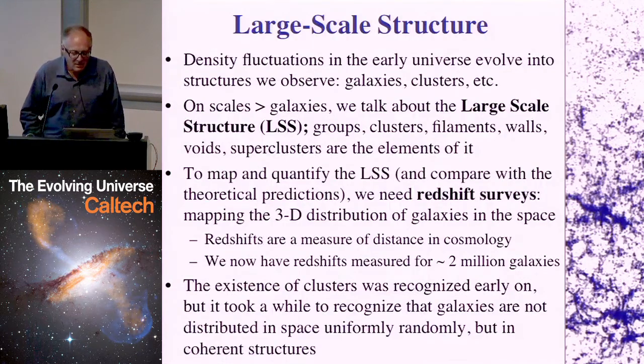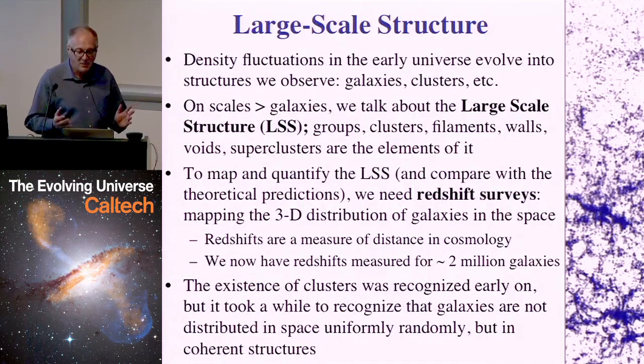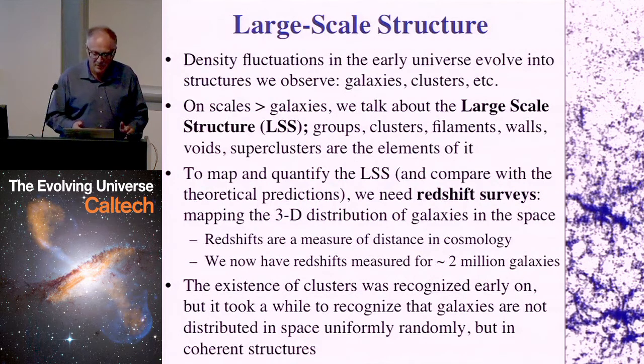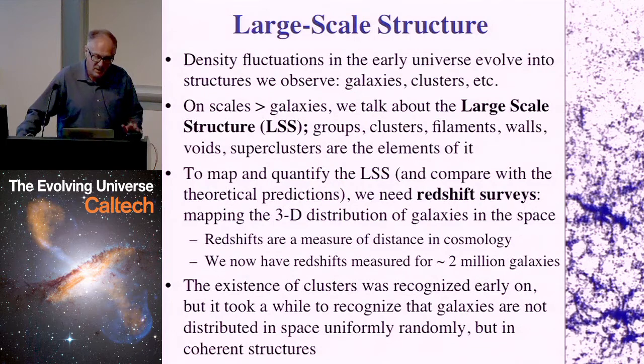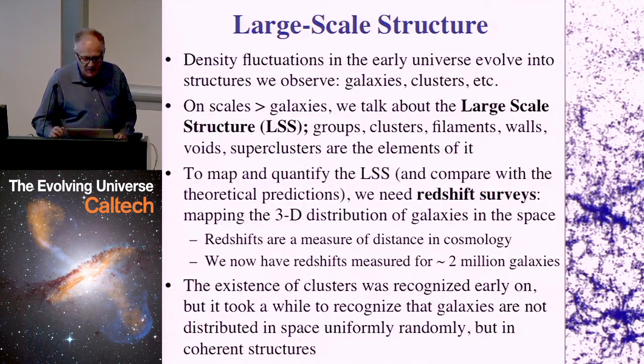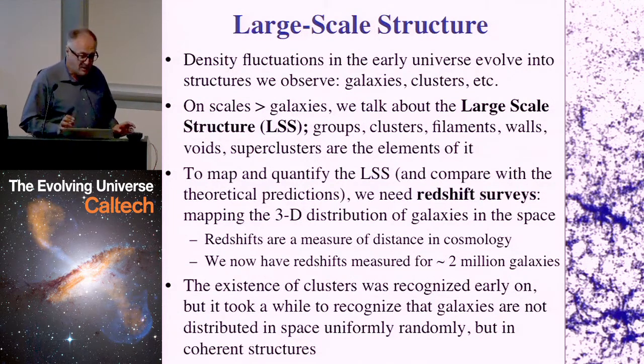So the densities in the early universe serve as seeds for all of us. I will talk about how that happens. They fall upon themselves under their own gravity and accrete smaller pieces, and that's how galaxies and clusters and other things form. So on scales larger than galaxies, we talk about large-scale structure. And that could be just general field or groups and clusters and so on, but distinct from galaxies.